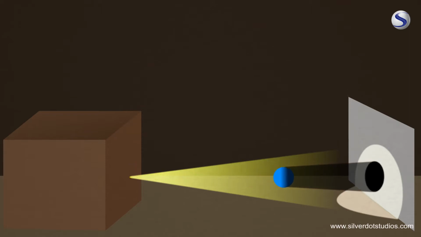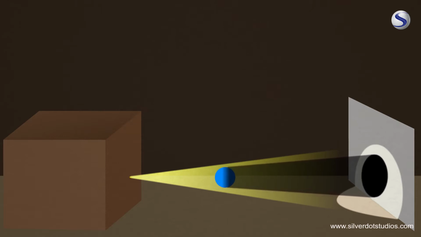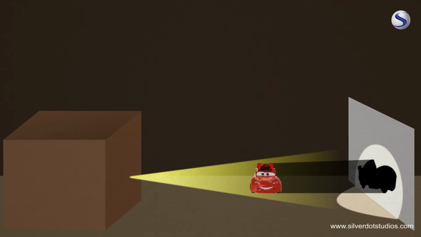If you take the ball nearer to the screen, the shadow becomes smaller, and if you take it away from the screen, the shadow becomes larger. Now, if you use another object instead of a ball, for example, a toy car, you will notice that the shape of the shadow will also change.